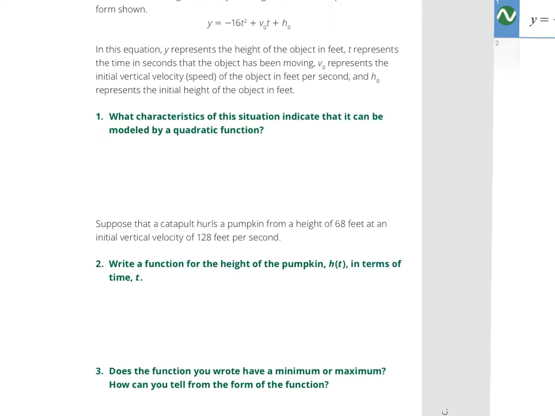So where it says y equals negative 16t squared, and again, t stands for time, plus the velocity, and our velocity was 128 feet, so 128 times time, and then again, plus the starting height, our starting height is 68 feet. So we just wrote our equation for our pumpkin.